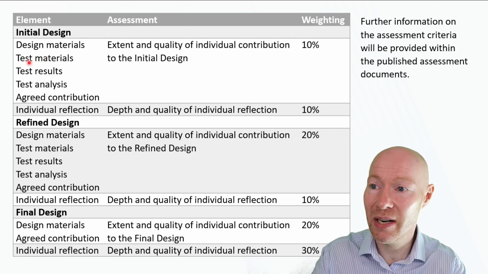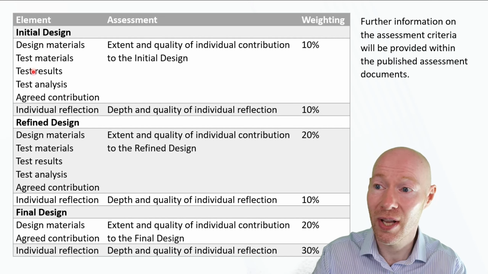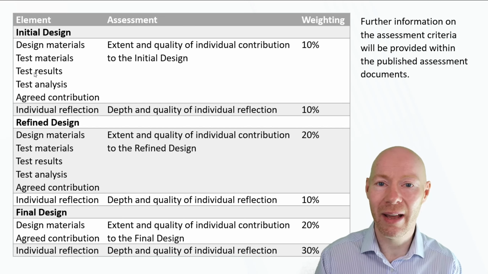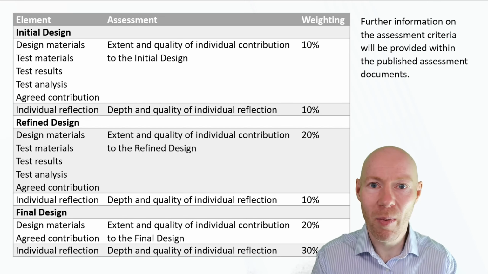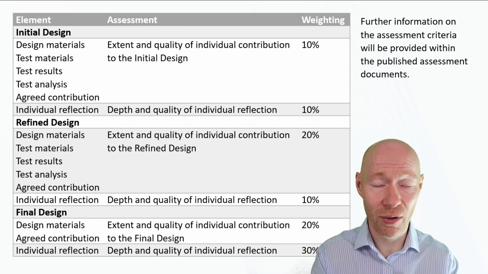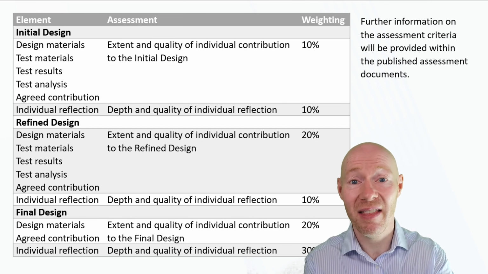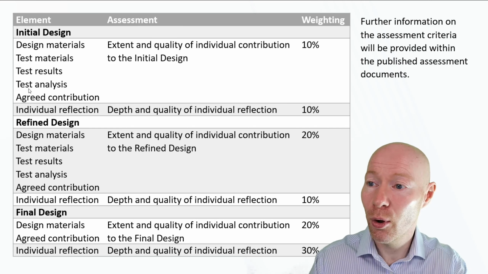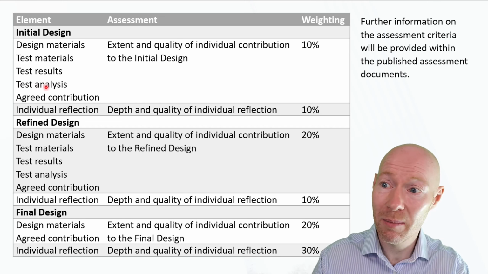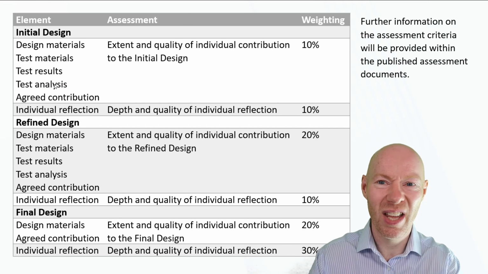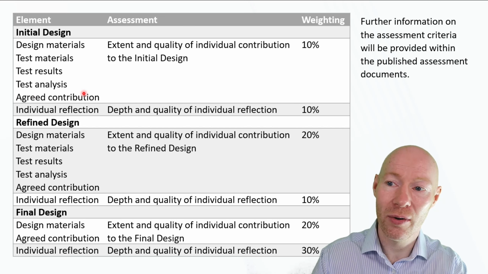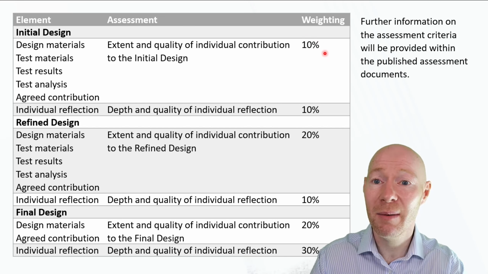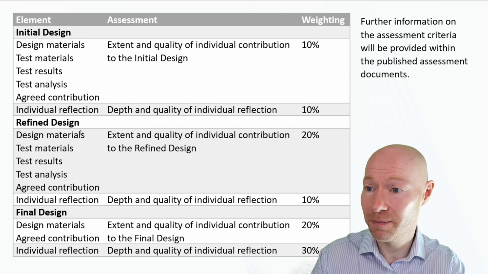Now, the design materials, test materials, and test results are just things you'll do normally. I'm not asking you to write them up in any particular way, just to take what you've done through the project and submit it. There will then be this 2-page team-based one based on the analysis, and then there's an agreed contribution of who did what. But up to 10 marks for that.